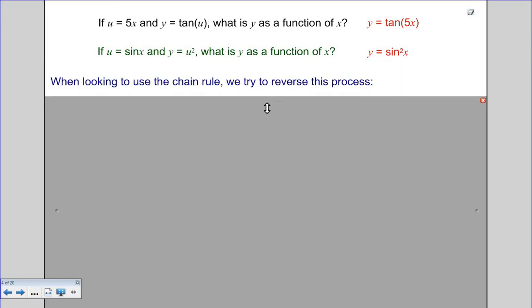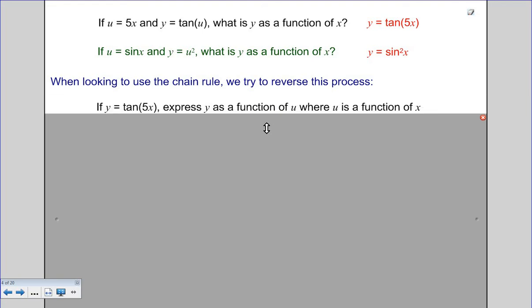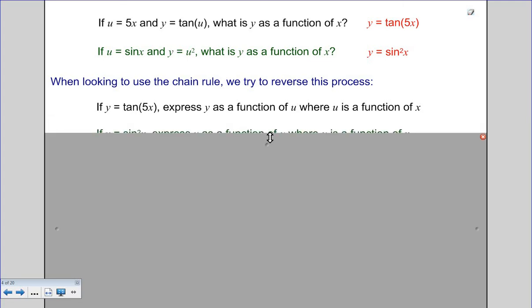When we're using the chain rule, we're looking at a function and we're trying to reverse that process. So here we've got y is tan of 5x. We can see that we've got tan of another function, 5x. So tan is one function and 5x is another function. So if we let the thing in the brackets be u, so 5x is going to be u, then that means y is going to be tan of u. So we split it up.